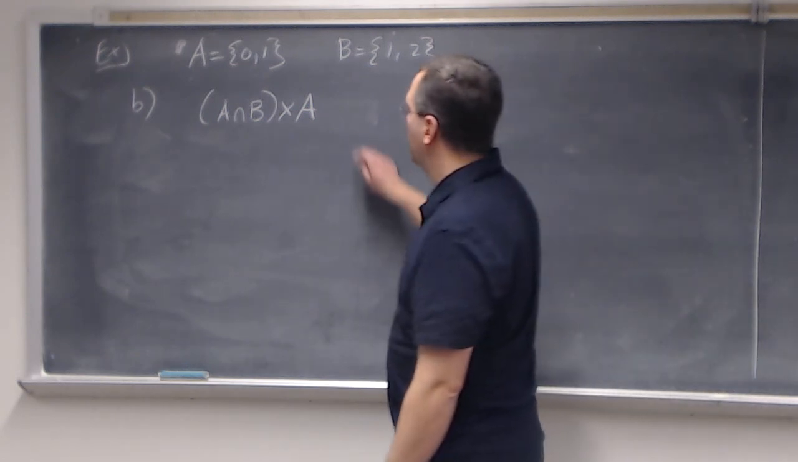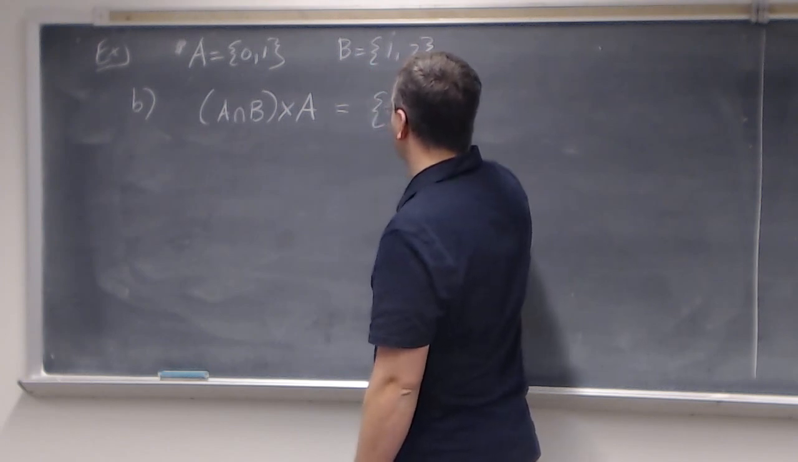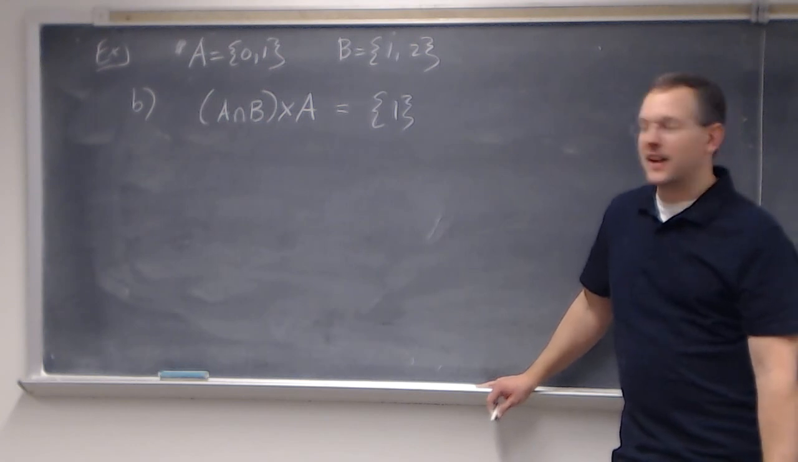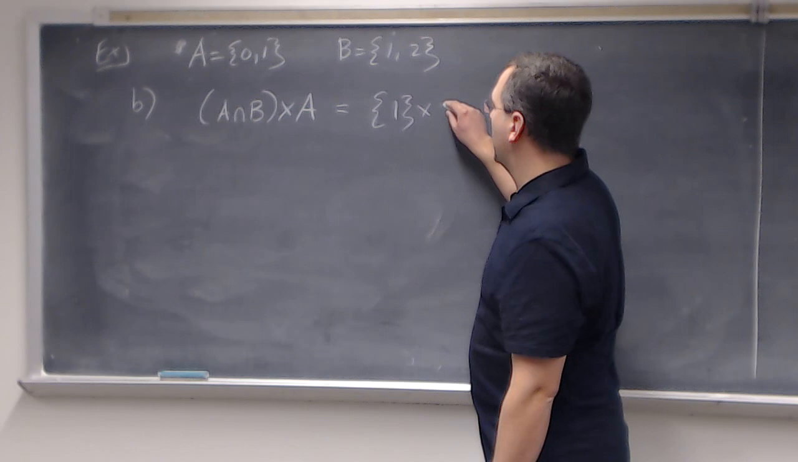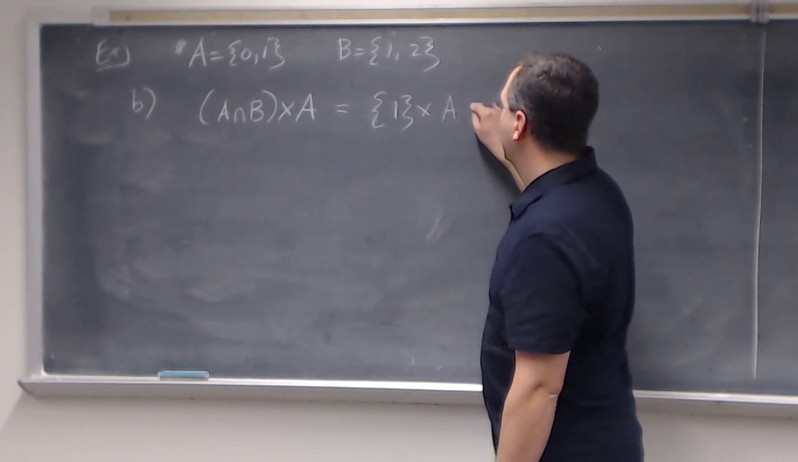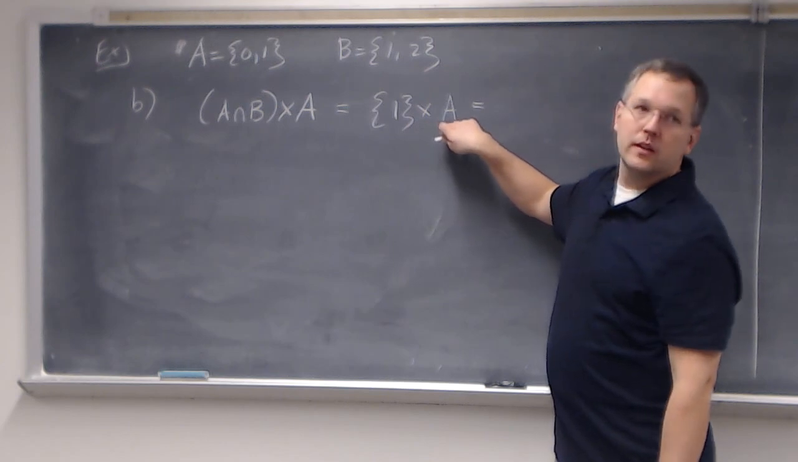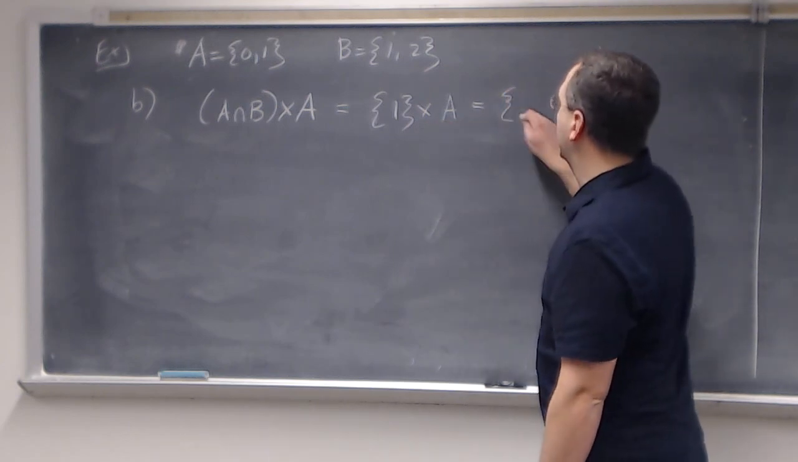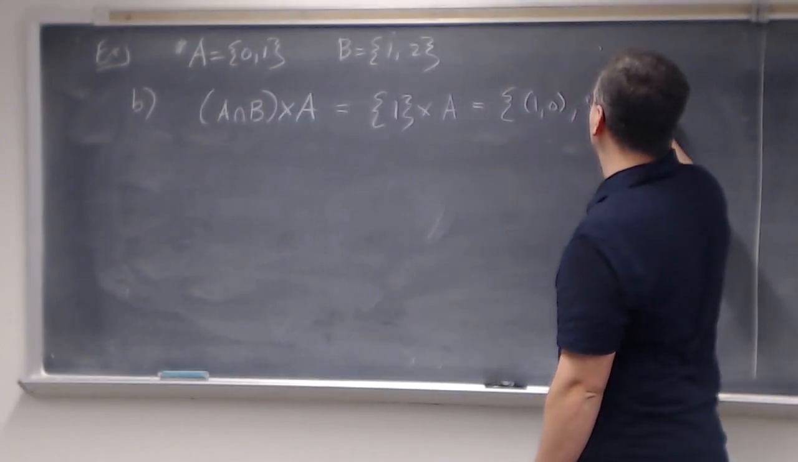What is A intersect B? Just the set containing the number 1. That's what you meant, right, when you said 1? The set containing the number 1? Okay, and then you take the cross product of that set and A. This is going to look like ordered pairs where the first element is 1 and the second coordinate is an element of A. So this would look like (1, 0), (1, 1).